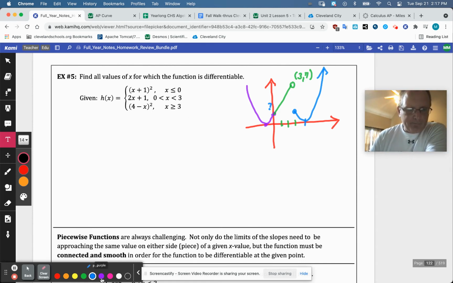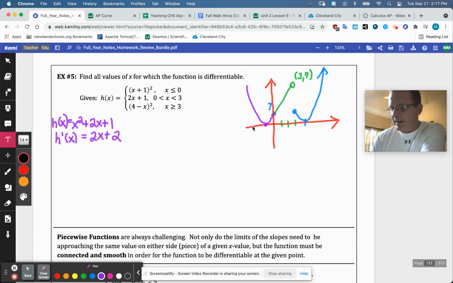Let's talk about purple. Now, I'm going to cheat a little bit because (x plus 1) squared is the same as x squared plus 2x plus 1. So this would be h of x until you get to 0. And then h prime of x until you get to 0, I'm using the power rule, is going to be 2x plus 2. Yes, we haven't had that formally yet, but otherwise I would have to do a whole lot more work than I'm really willing to do.